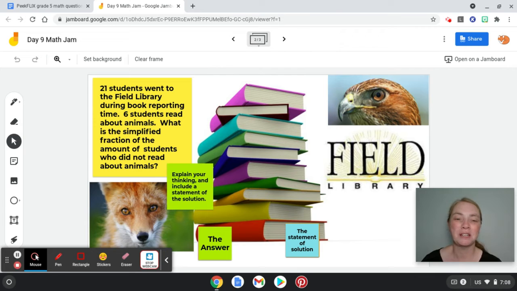21 students went to the field library. During book reporting time, 6 students read about animals. What is the simplified or reduced fraction of the amount of students who did not read about animals? So for this one, I'm going to have to be doing a little bit of math, a little bit of thinking, and to figure out what numbers am I going to isolate to try to find my answer. Okay? Again, I'll be doing my work on a side paper, and I will reveal the answers once we're done.